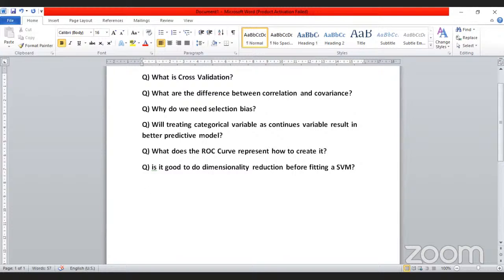So if the number of features is greater than the number of observations, meaning rows, sometimes it will happen, right? In the real world, rows are fewer and columns are huge. So then doing dimensionality reduction improves the support vector machine learning model, right? Is it clear now?